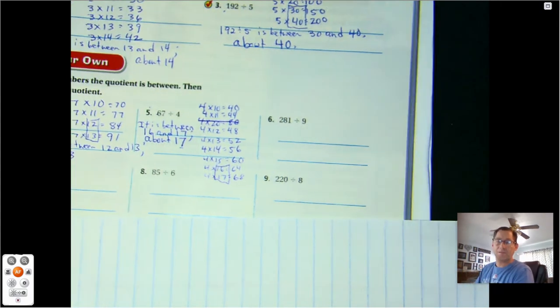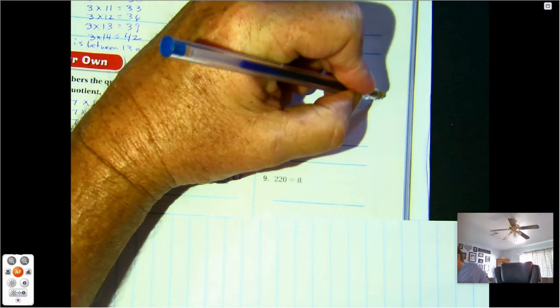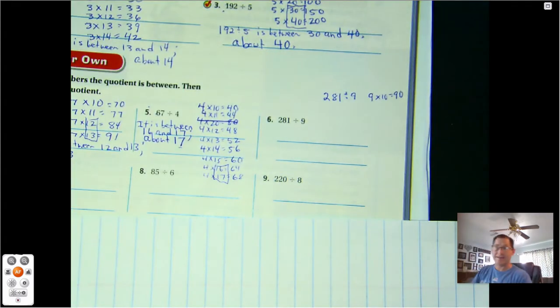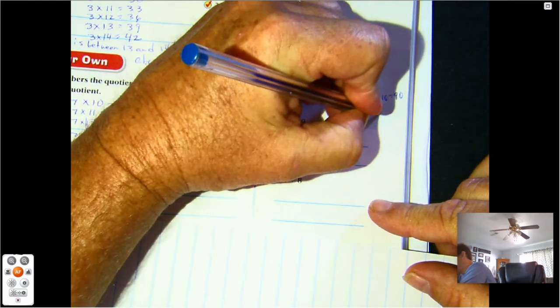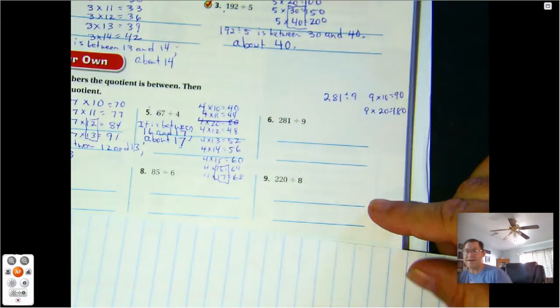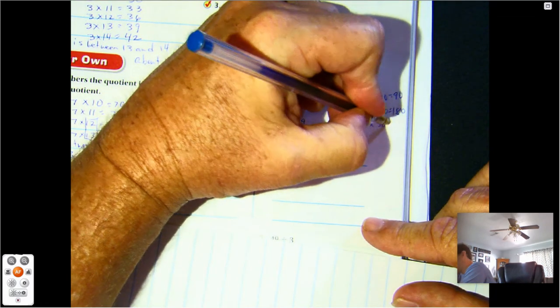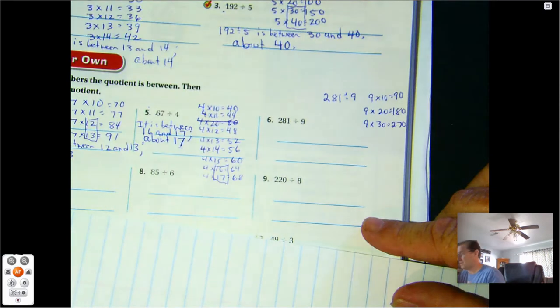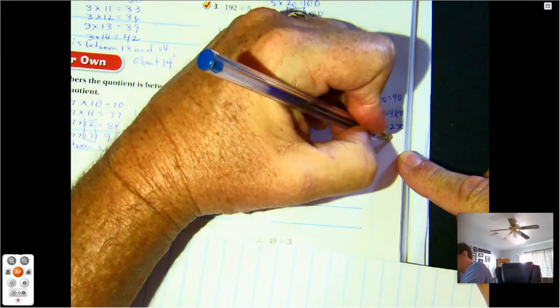281 divided by 9. So 9 times 10 is 90. Is that anywhere close to 281? No. So we're going to count by multiples of 10s. 9 times 20 gives me 180. I'm still not there. 9 times 30, that's 270. All right, so that's closer, right? And then 9 times 40 is 360. So it's between 30 and 40.